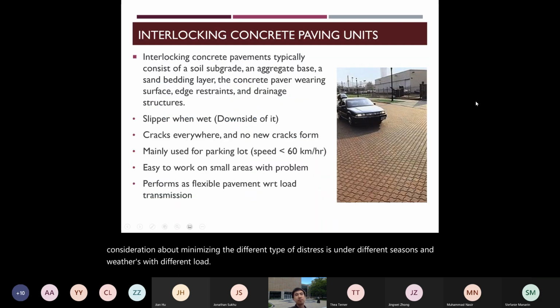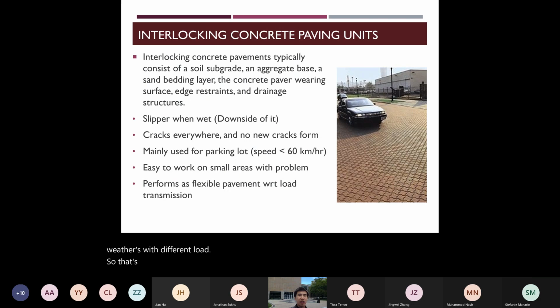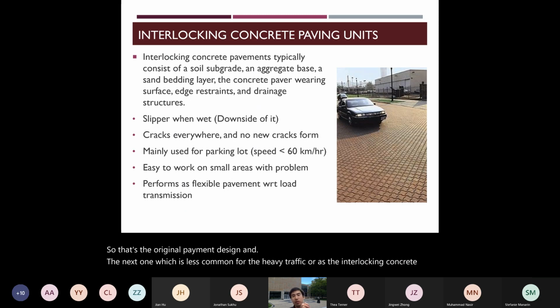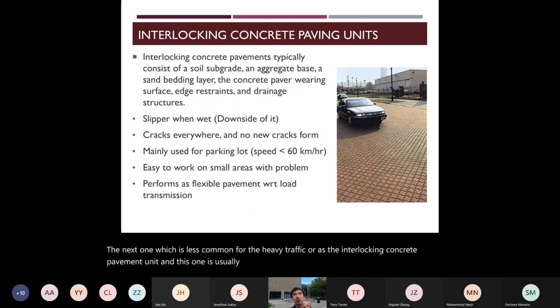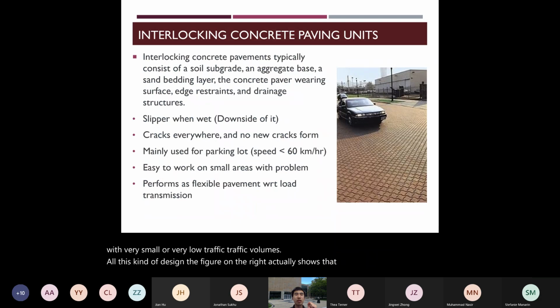So that's the rigid pavement design, and the next one, which is less common for heavy traffic, is the interlocking concrete pavement unit. This one is usually applied for parking lots, driveways, or areas with very low traffic volumes. In this design, the figure on the right shows the interlocking concrete pavement.